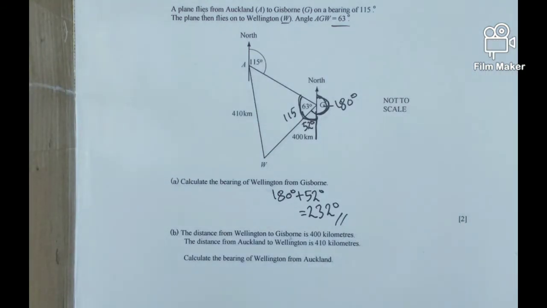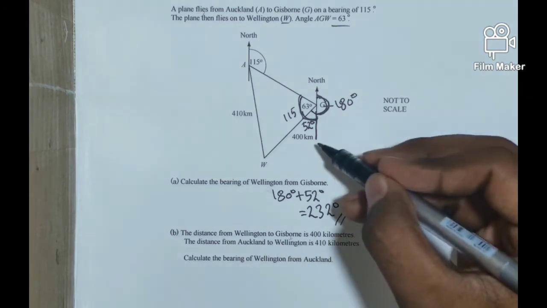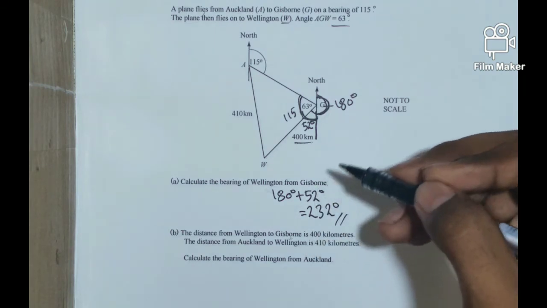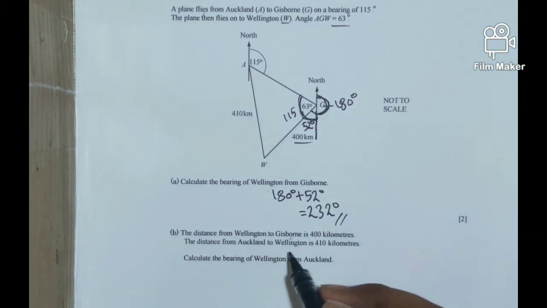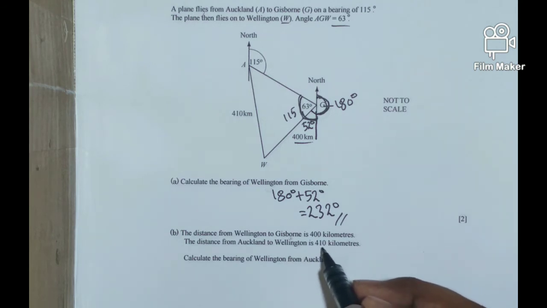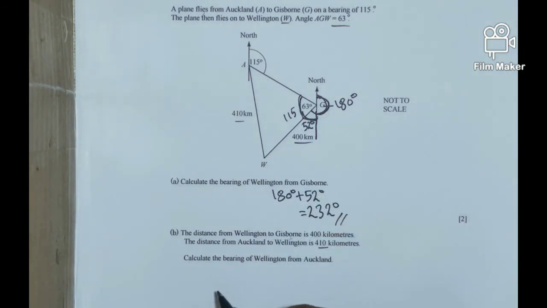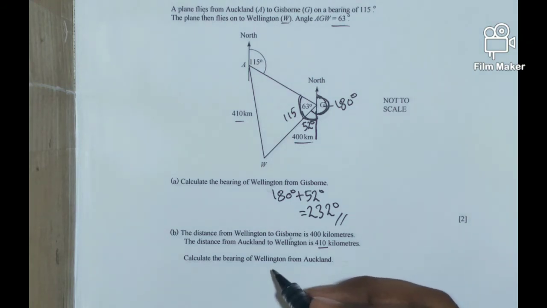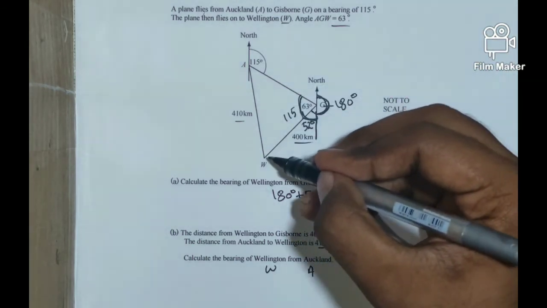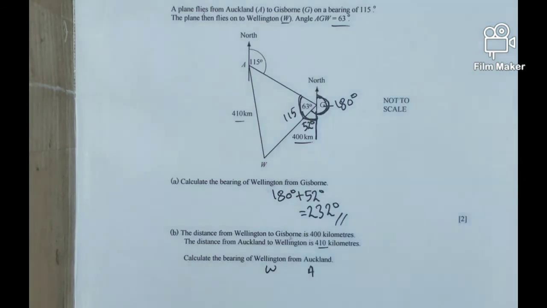Now the second part of this question says the distance from Wellington to Gisborne is 400 kilometers, which is written over here, and the distance from Auckland to Wellington is 410 kilometers, which is also written over here. Now we need to calculate the bearing of Wellington from Auckland. So we need to calculate the bearing of W from A.